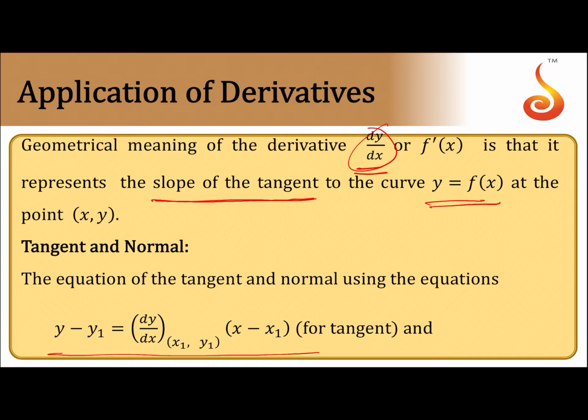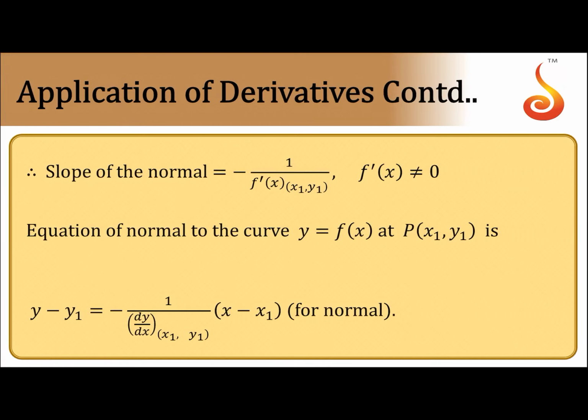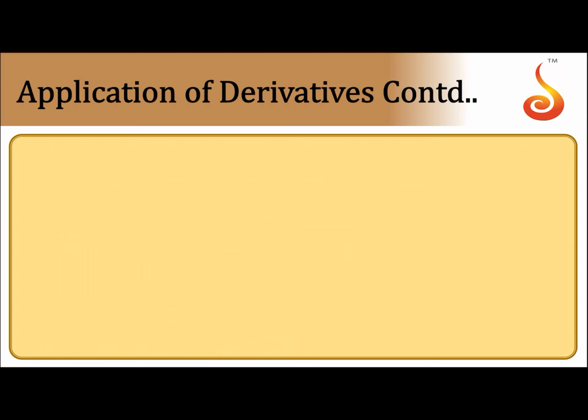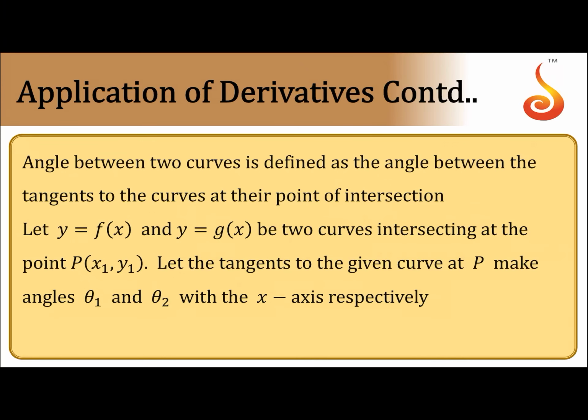Equation of the tangent line: y minus y1 equals m into x minus x1. Equation of the normal line is y minus y1 equals minus 1 by m into x minus x1. This is the normal equation.